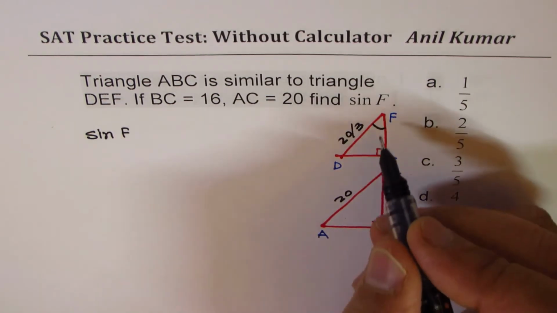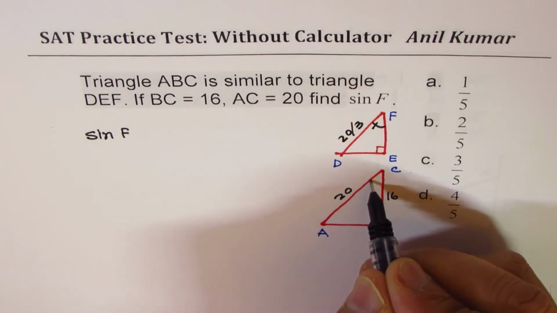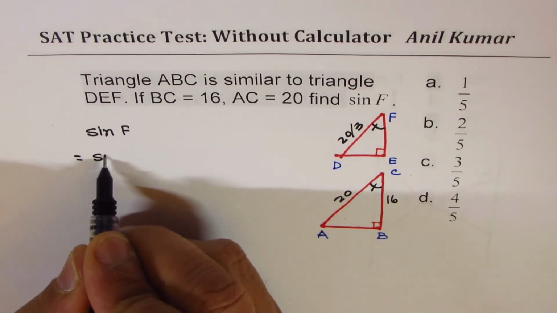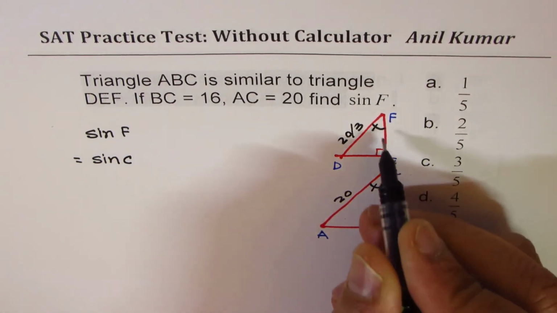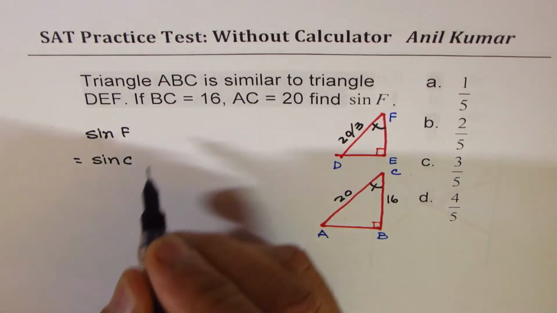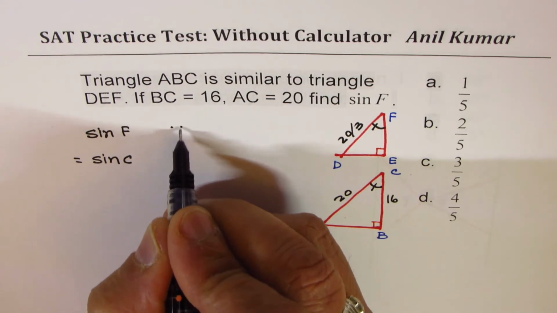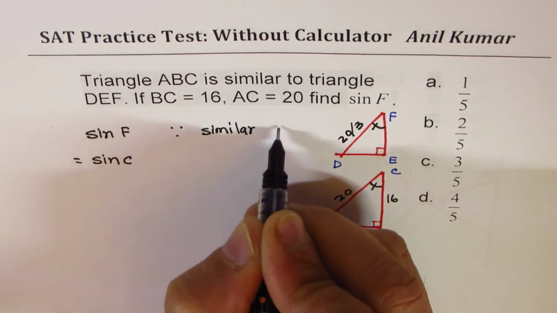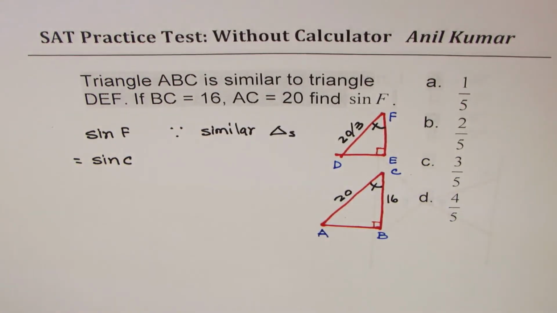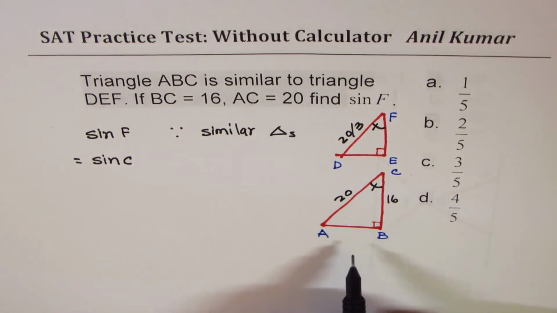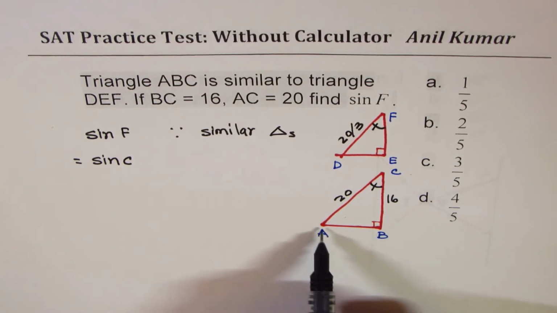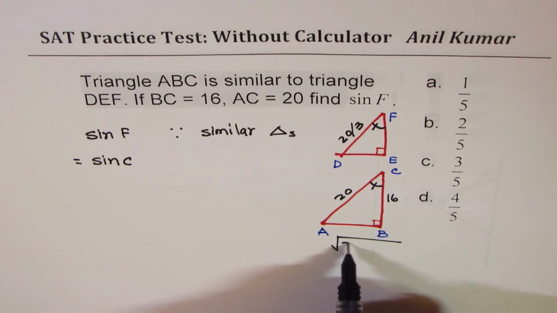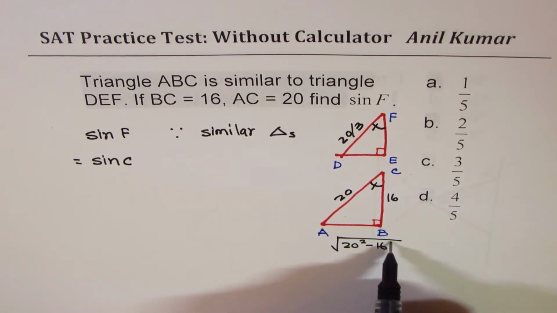But we need not worry. Since they are similar triangles, angle F should be equal to angle C, right? And therefore, we could write this as equal to sine of angle C, because they are similar triangles. Now, we can use Pythagorean theorem to find AB. So AB will be square root of 20 square minus 16 square.